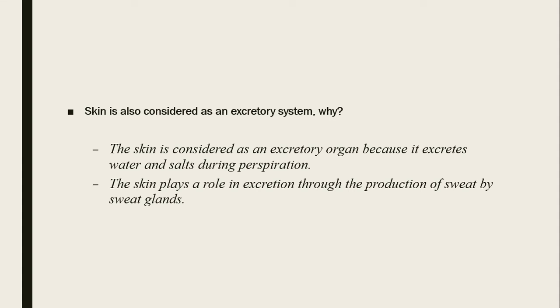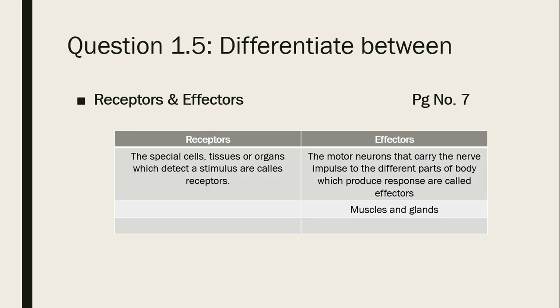Skin plays an important role in excretion through the production of sweat by the sweat glands. Many minerals, salts basically, and water are removed from your skin. You can observe your skin in the hot summer that the sweat is coming outside from your skin. That is actually the extra water and the salts that are removed from your body through the skin. So that is why skin is considered as an excretory system.